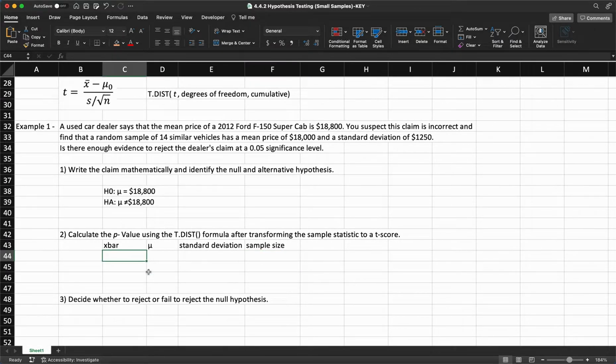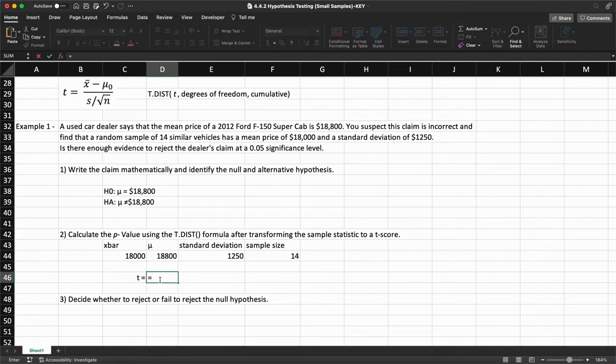All right, so x bar for this problem was 18,000. Mu was 18,800. The standard deviation was 1250. My sample size is 14. And so to find my t-score, t is going to equal, and I'm going to put that to the right here, I'm going to make a formula here: parentheses x bar minus mu, end parentheses, divided by parentheses standard deviation divided by the square root of n.